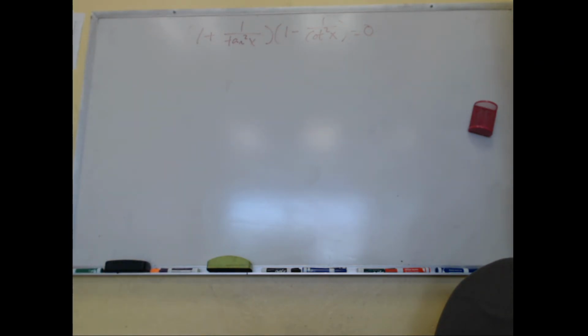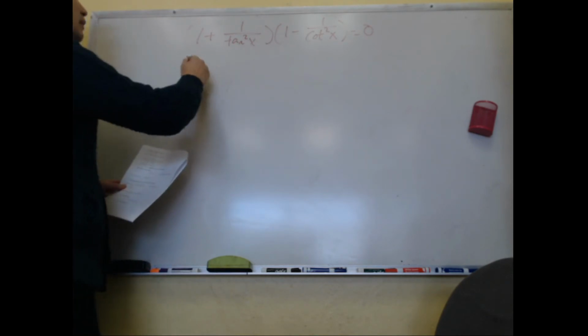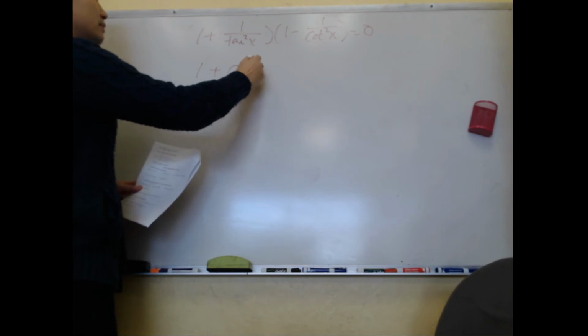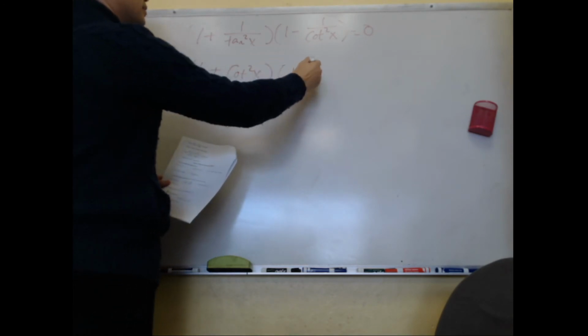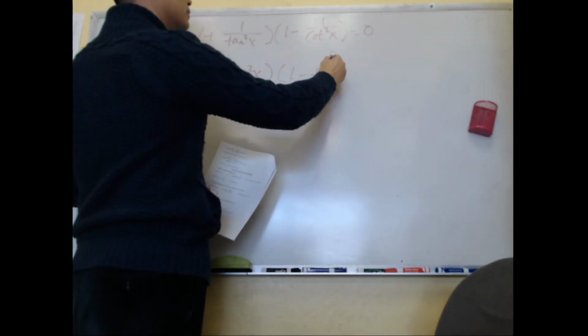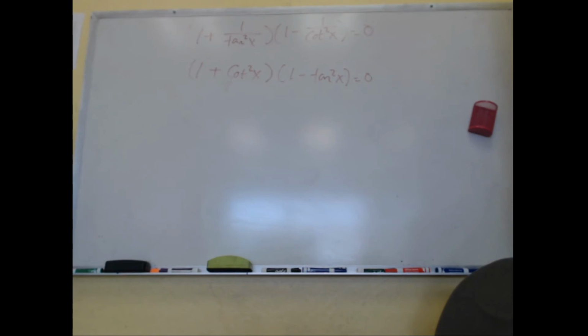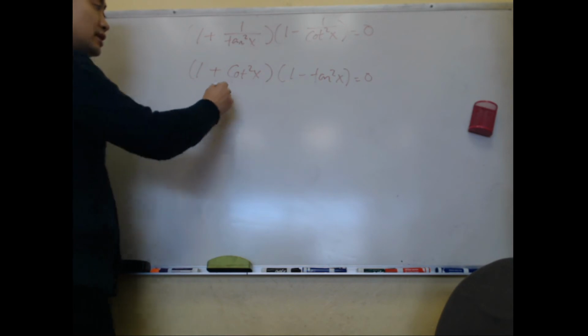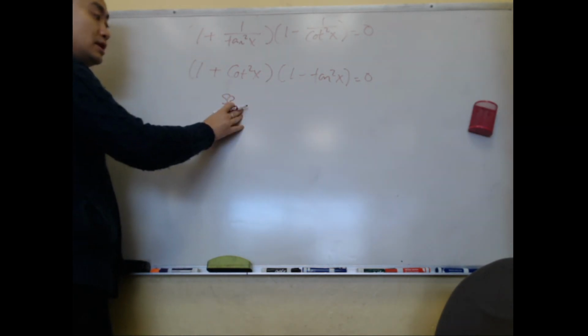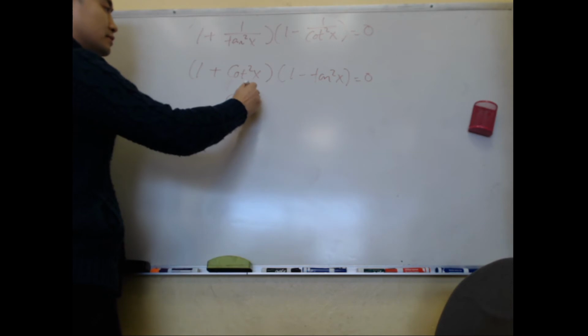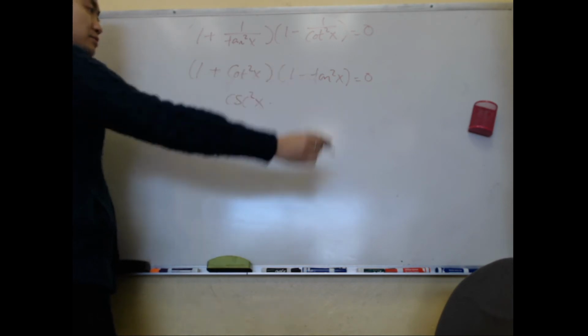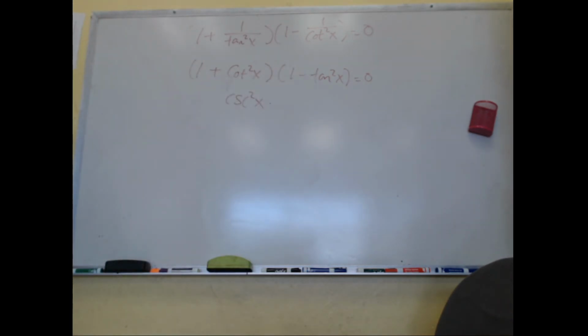So how do you get started with this? Just turn 1 over tangent squared x into cotangent squared x, and then the other one is tangent. Okay, so that's a good way to get started. What's 1 plus cotangent squared of x? Is there any identity for that? Cosecant squared x. And what about the other one, 1 minus tangent squared of x? Any identity we can apply for that one?